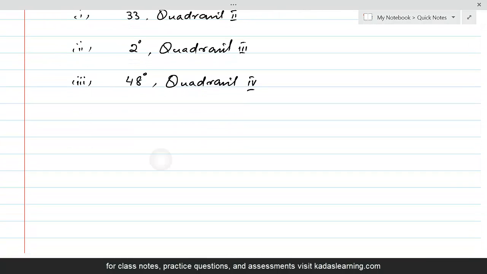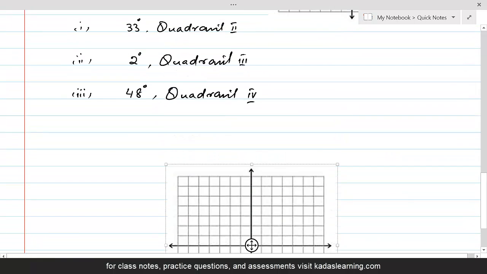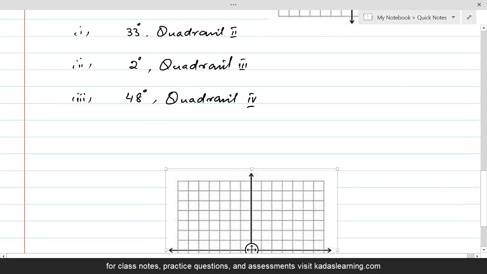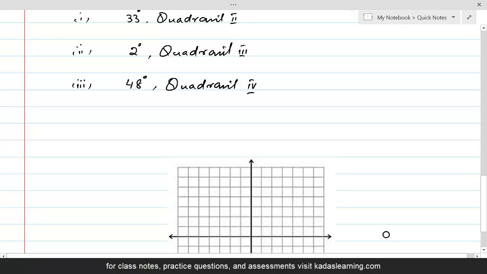So now let's have the grid again and let's draw the first reference angle, which is 33 degrees in the second quadrant. It means with the negative x-axis it is making an angle of 33 degrees. So this would be the line. Let's say theta is equal to 33 degrees, the required reference angle, and this angle is 33 degrees here.